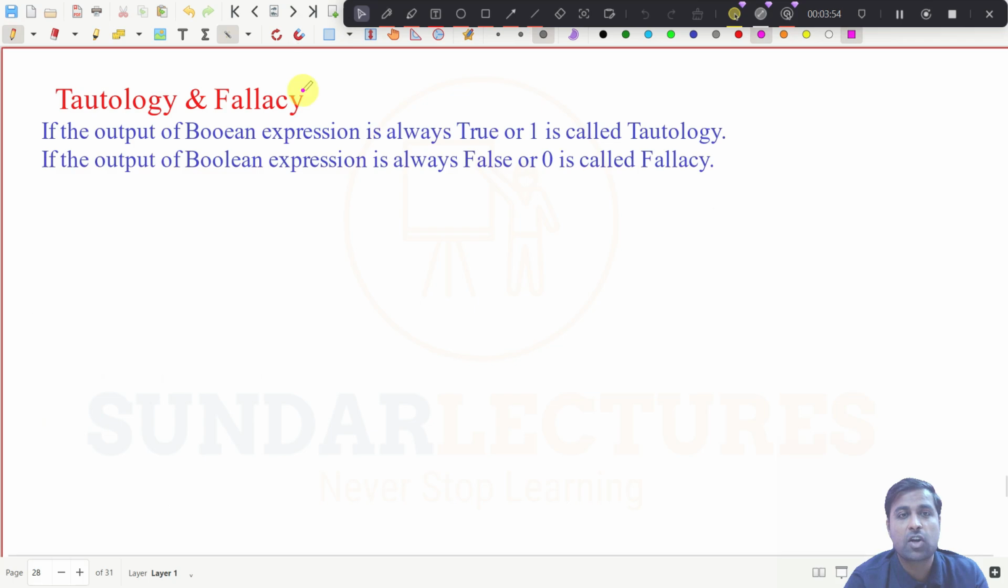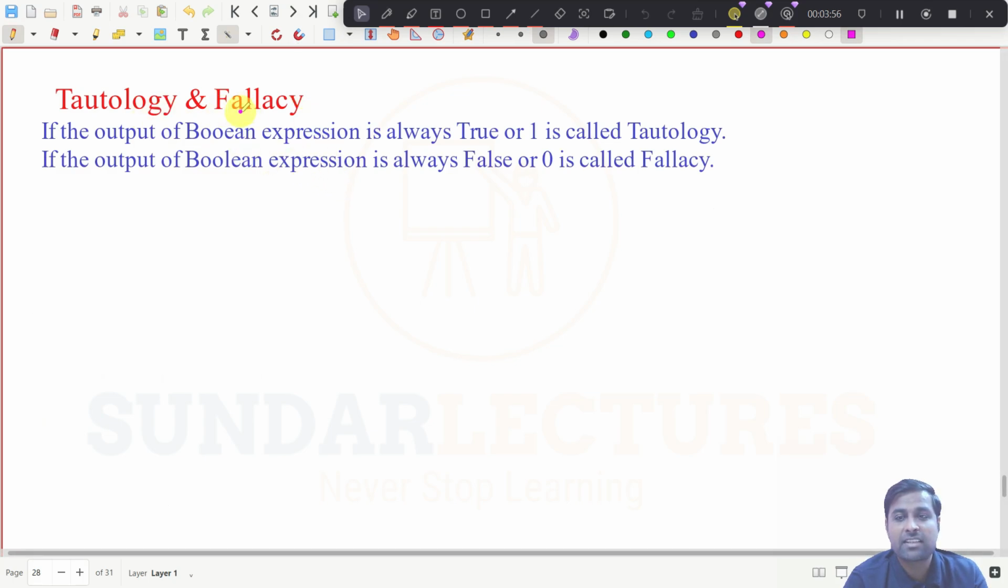And the next concept is tautology and fallacy. See, it is very important. While simplifying Boolean expressions, you have to understand what tautology and fallacy are, right? So, what is tautology? If the output of a Boolean expression is always true or 1, it is called tautology. Whatever input you give, the output always becomes 1. Those kinds of functions or Boolean expressions are called tautology functions.